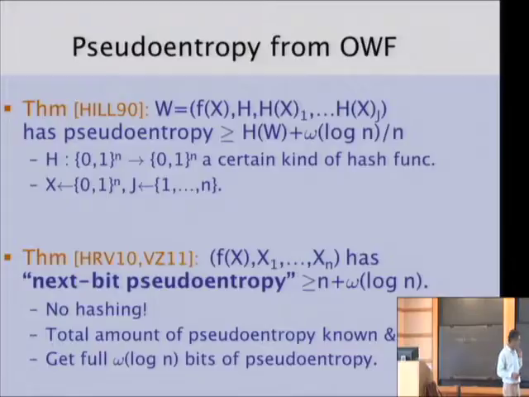Okay? So I'll define in the next slide what next bit pseudoentropy is, but assuming there's a reasonable definition for that, the advantage of this construction is there's no hashing. Okay? So in the Hastad et al. result, you needed both universal hashing properties as well as this Goldreich-Levin local list decoding kind of property, for those who know about that.